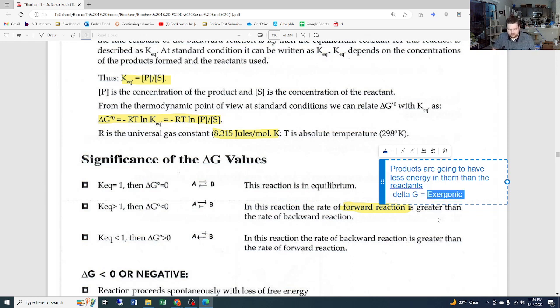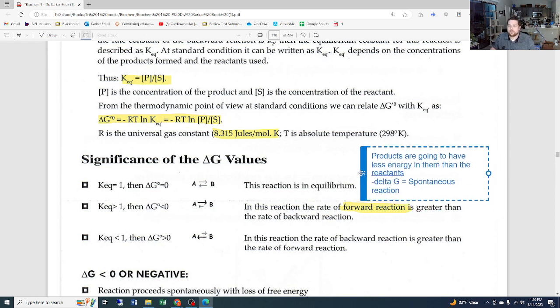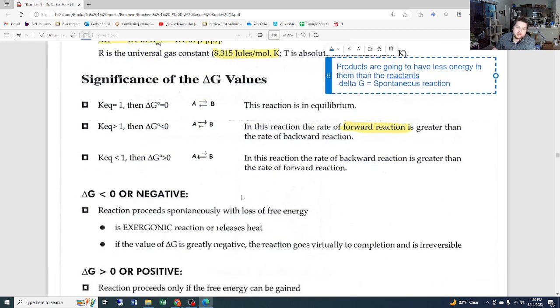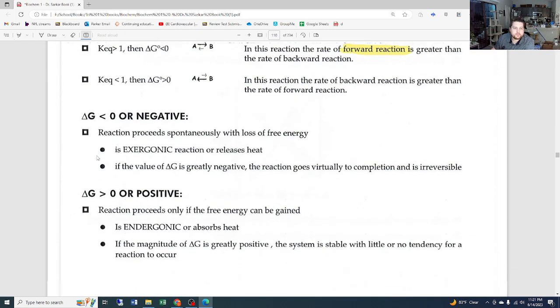I'll pause and actually I'm going to say spontaneous reaction is a better way to put this. Spontaneous reaction, put out of your head that exergonic, endergonic stuff for one moment. A spontaneous reaction just means that the reaction going forward is more likely to take place. And then here, when delta G is positive, in this reaction, the rate of backward reaction is greater than the rate of forward reaction.